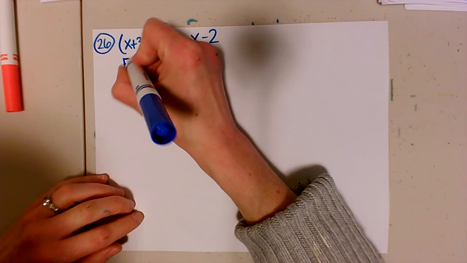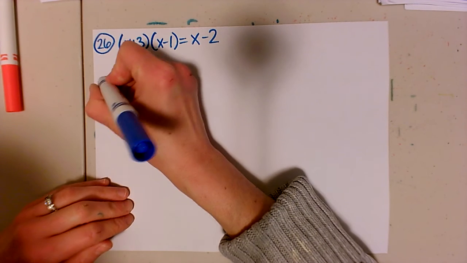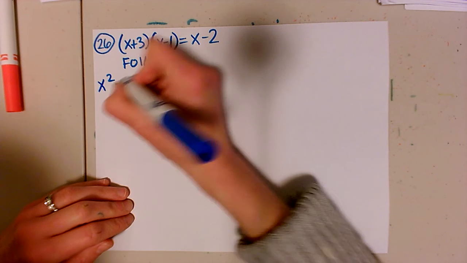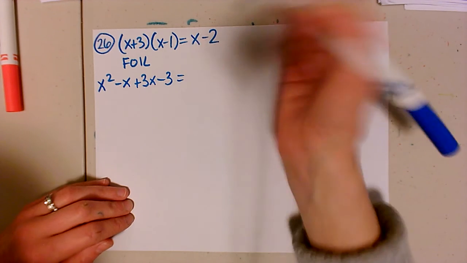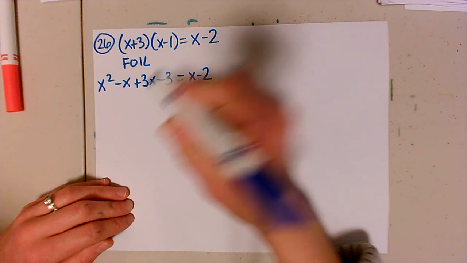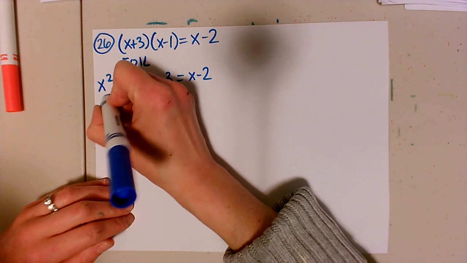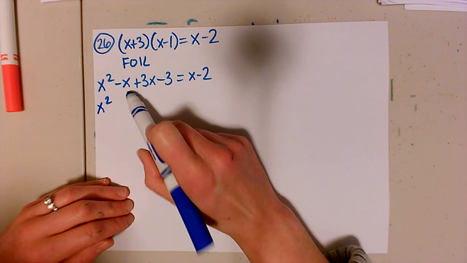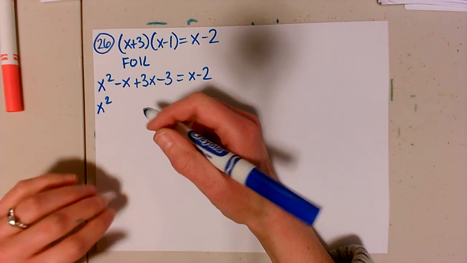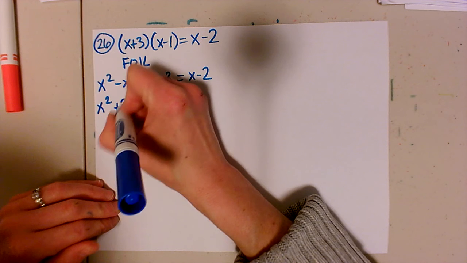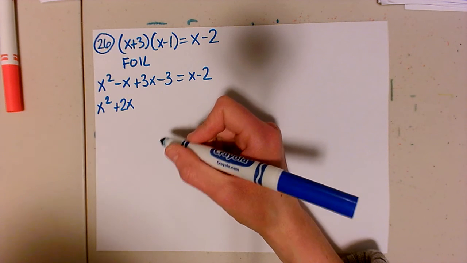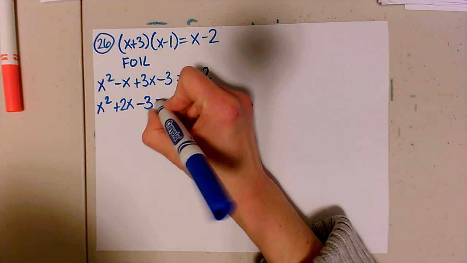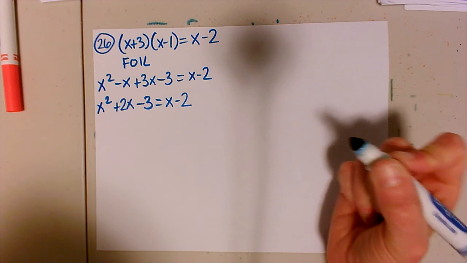Okay, so if we FOIL the left, we'll get x squared minus x plus 3x minus 3, and that equals our right, which is x minus 2. Okay, so simplifying the left, we'll have x squared negative 1x plus 3x. That'll be a plus 2x, right? So negative 1 plus 3, yeah, that's positive 2. And then we have minus 3 equals x minus 2.